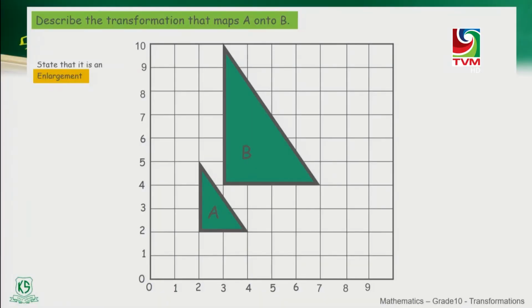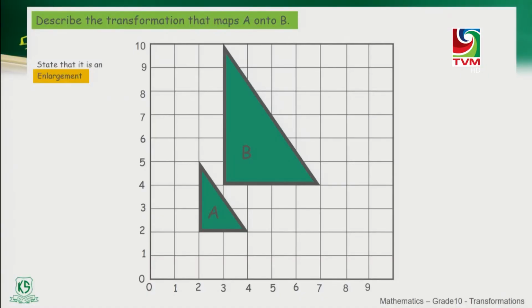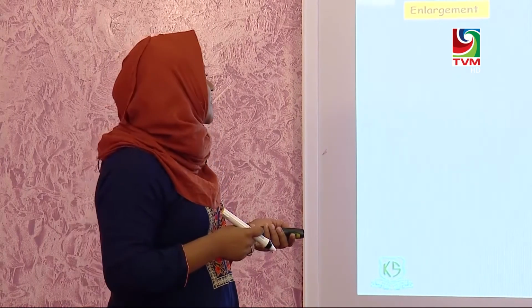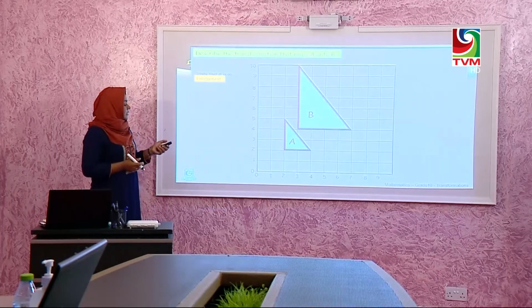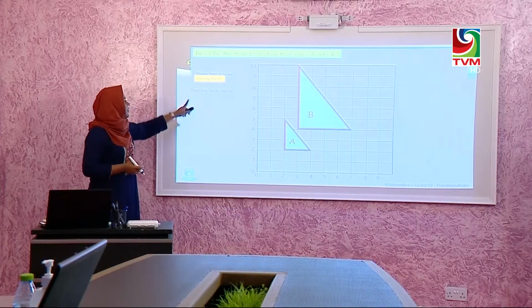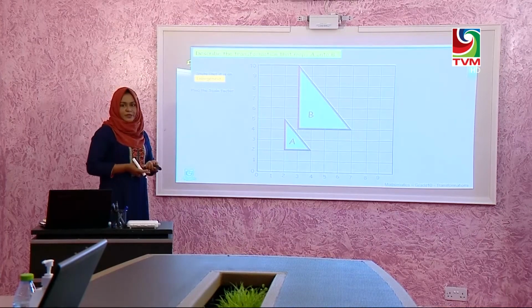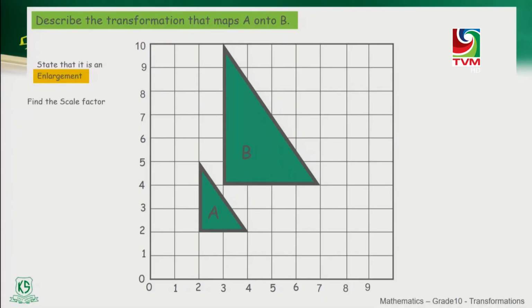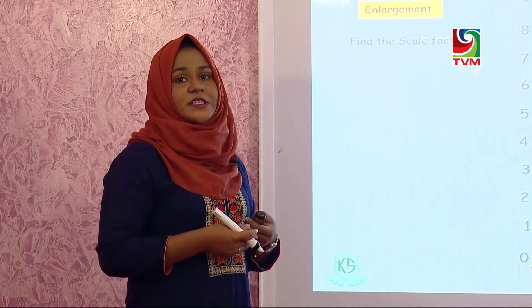Now as the second information, you have to write the scale factor of the enlargement. As we know, scale factor means how many times the object has been enlarged. Sometimes the size of the image might be smaller than the object. In that case also, you have to write that it is an enlargement, because in math, even if the size is smaller or bigger, we write it as an enlargement. Now after stating that it is an enlargement, for the second information you have to write the scale factor of the enlargement. As you know, scale factor means how many times the object has been enlarged.